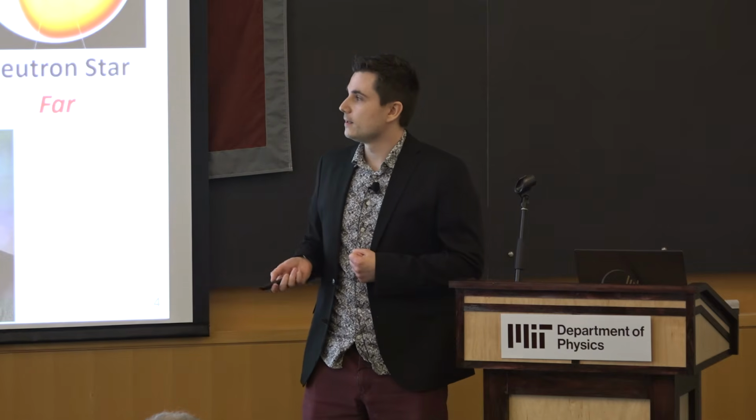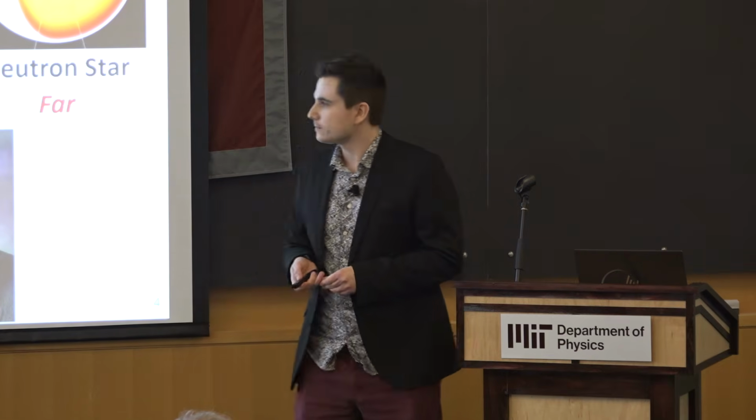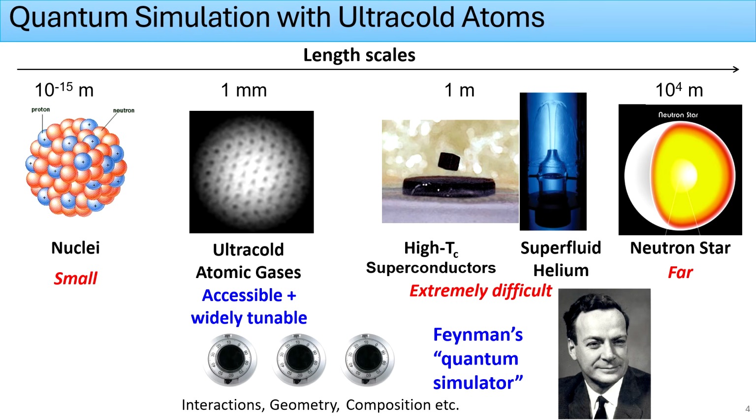And this is where ultra-cold atomic gases come in. And really, Feynman's idea of doing quantum simulation comes into play. The idea of quantum simulation is that if you want to understand a complicated quantum system that you do not have good control over, you can replicate the quantum system somewhere else in your lab that you have better control over. And you can study this to understand the physics in the more complicated system.